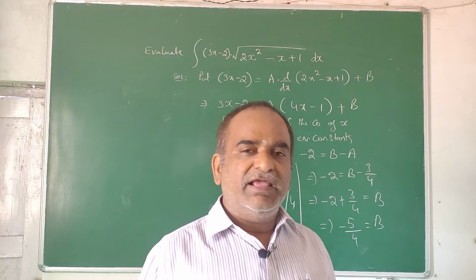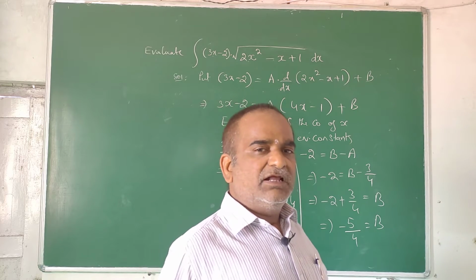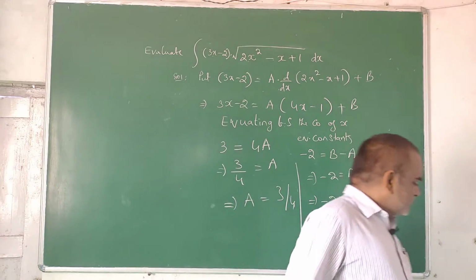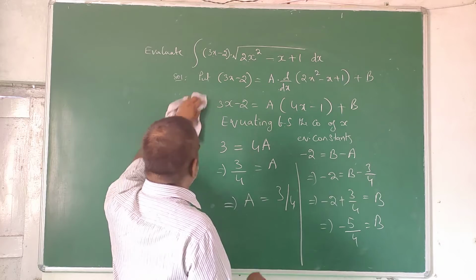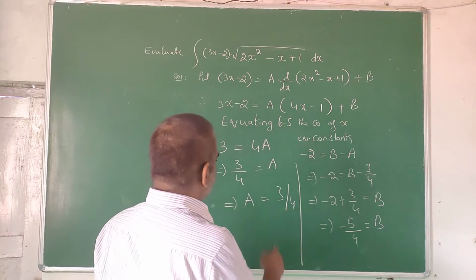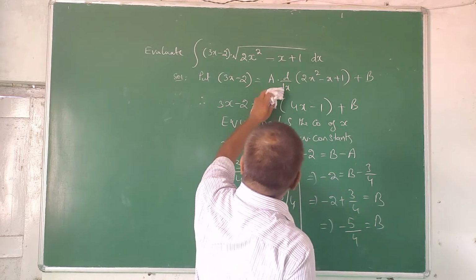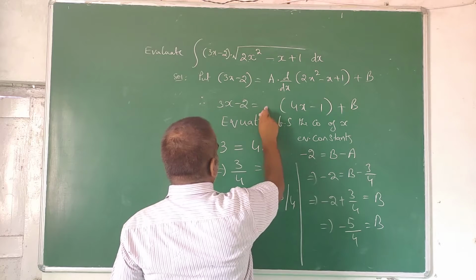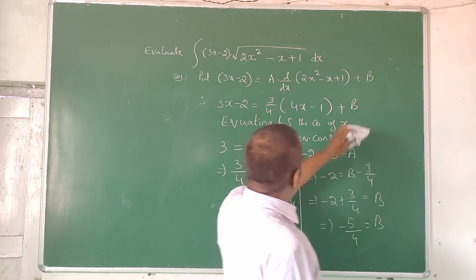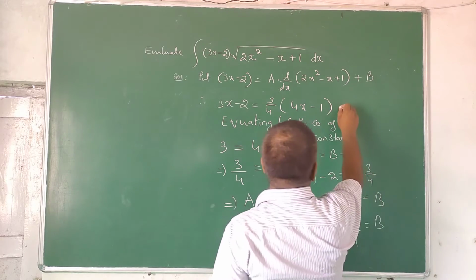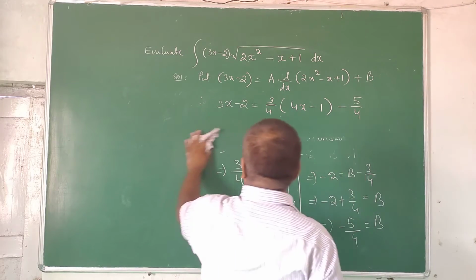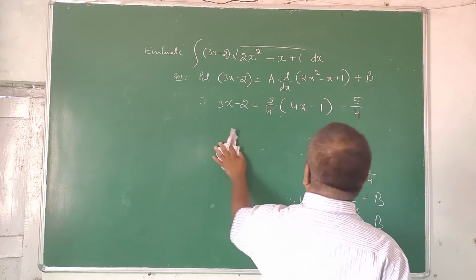So you could successfully get a and b values, and these a and b values are replaced here. So therefore the 3x minus 2 with these found a and b values becomes: 3x minus 2 is equal to, a is 3 by 4. So here you put a value 3 by 4 into 4x minus 1 plus b value is minus 5 by 4. So here minus 5 by 4. So we have successfully found the a b values and we have replaced.